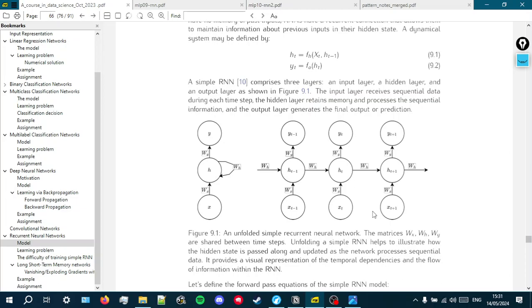So for example, if we use the sentence, a simple RNN comprises of 3 layers, each word is going to be at its own time step. So for example, "a" is going to be the first time step, "simple" is going to be the second one, "RNN" is going to be the third one, and so on. But each of these is the same exact layer.